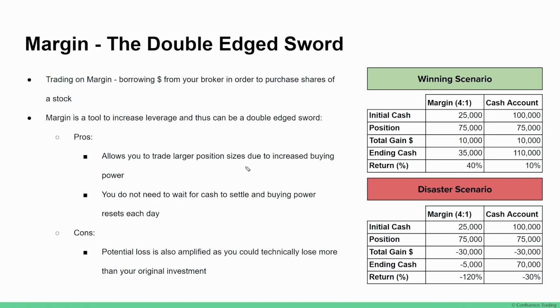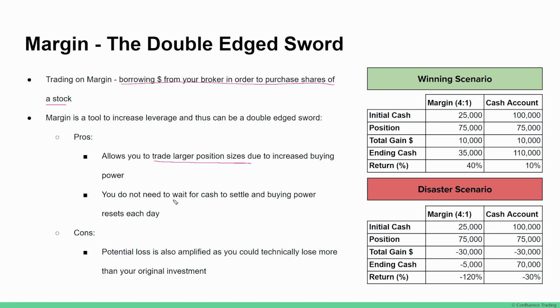Okay, so now let's talk about the last way that you can mitigate executional risk, and this is by fully understanding margin. Trading on margin means that you are borrowing money from your broker in order to purchase shares of a stock. All right? Margin is a fantastic tool for day traders because it allows you to trade a larger position size than you would otherwise be able to by increasing your buying power.